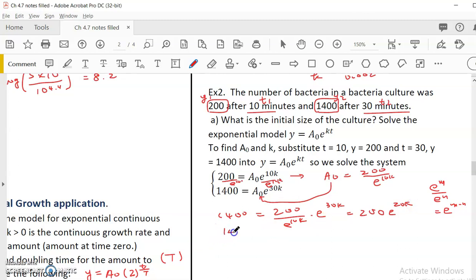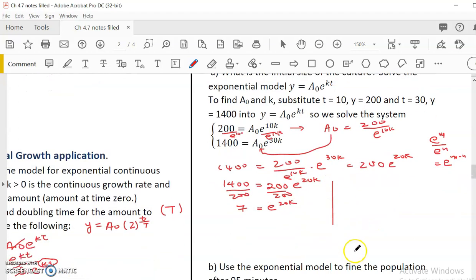So now we only have one unknown in this equation, 200 e of 20k. K is the unknown. It is in the exponent, so we solve the exponential equation. Divide by 200 first, right? So this is 7 equal to e of 20k. So then you would know that this is exactly what we have done before.